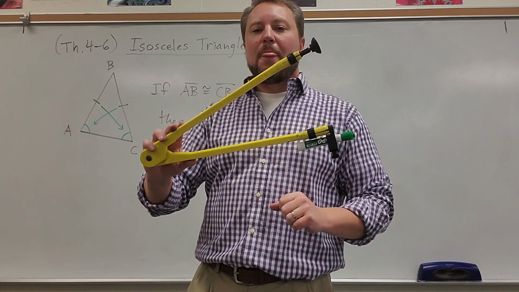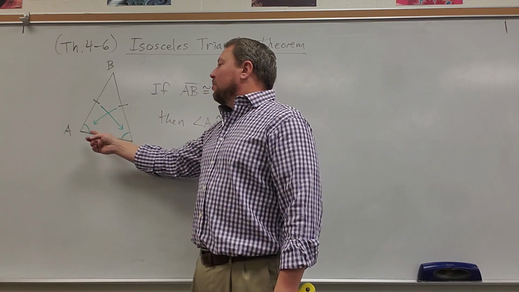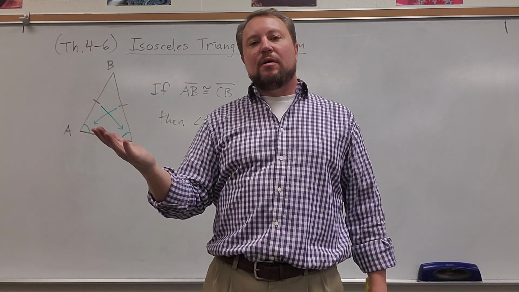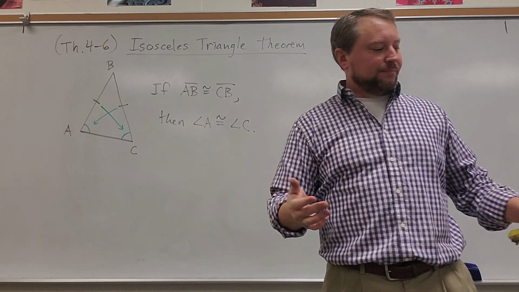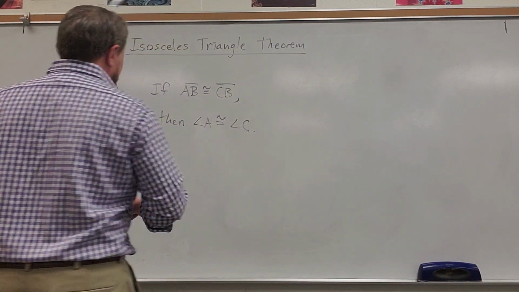So it only stands to reason that if we have a couple of congruent sides, then across from them you should have a couple of congruent angles as well. So that's what theorem 4-6 says.